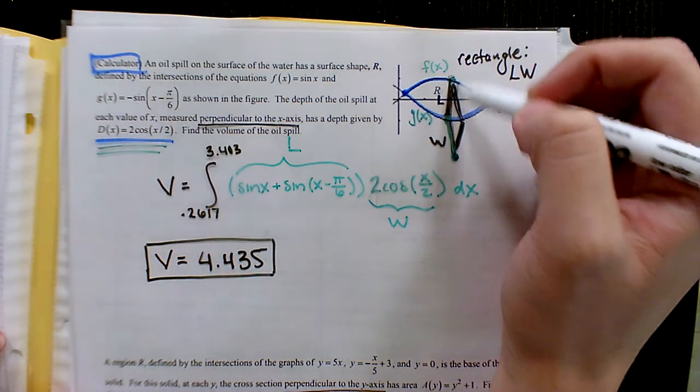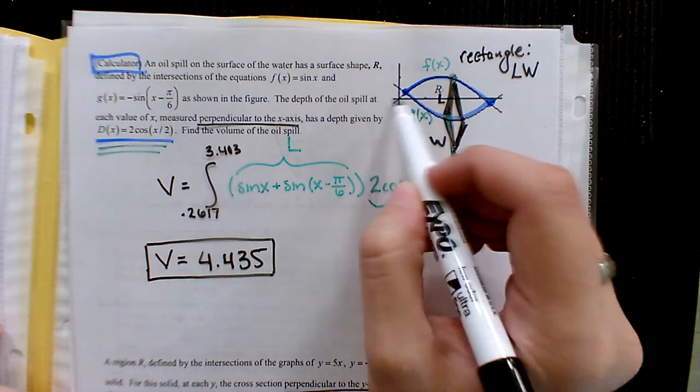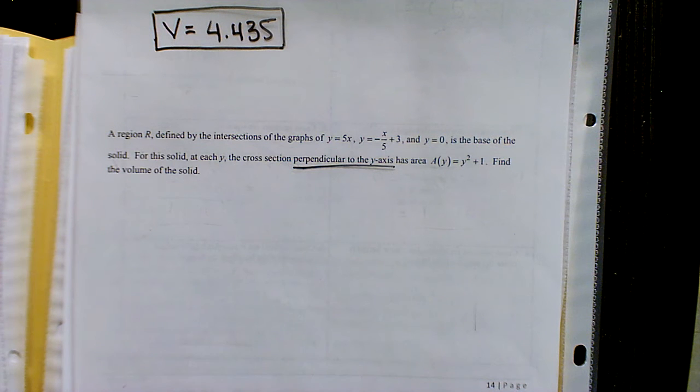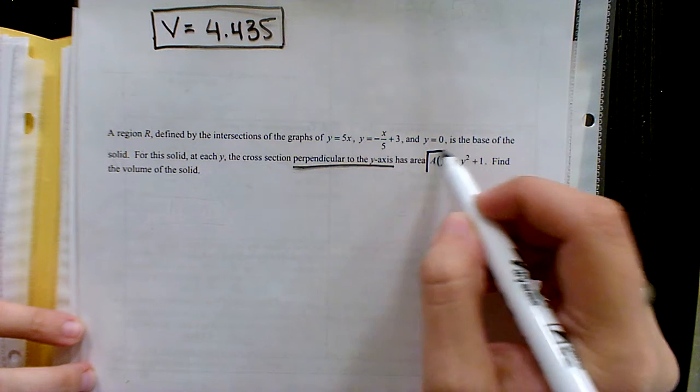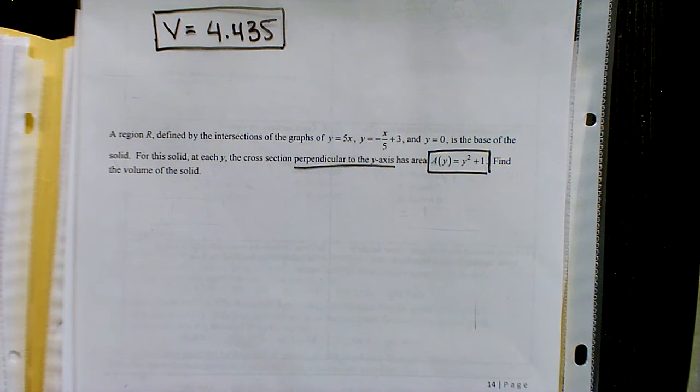And notice how the cross-section I drew went the 90-degree or opposite way, opposite reciprocal slope of the x-axis. So this one's going sideways. Okay, if you think about your Play-Doh activity, instead of putting them this way, we would have put them this way. Okay, so perpendicular to the y-axis has this area. Find the volume of the solid.